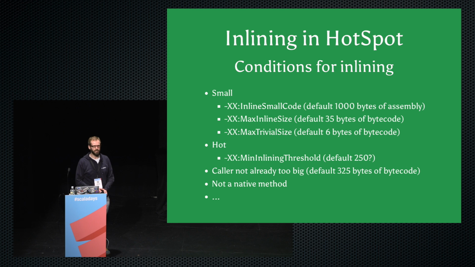So Hotspot uses various heuristics to work out what it should be inlining. It's got some quite complicated conditions, but in general, it tries to inline things that are small and things that are hot, and it tries to avoid making the call site too big. If you inline a function into another function and that caller ends up becoming huge, then that's not good, because you have this problem of the caller function not fitting into the cache anymore. And then it has a few other conditions, like it can't inline native methods and so on.